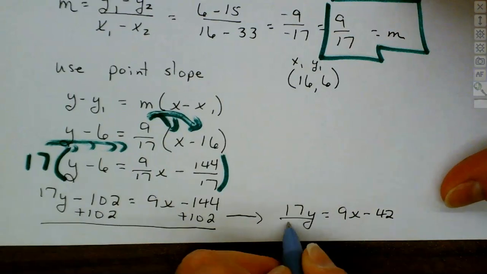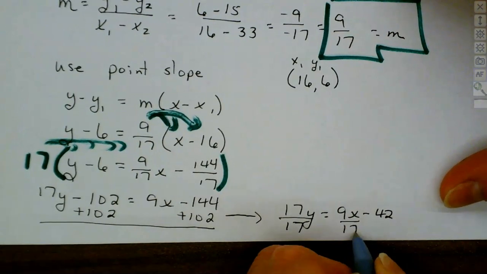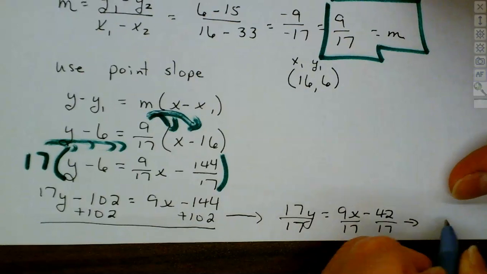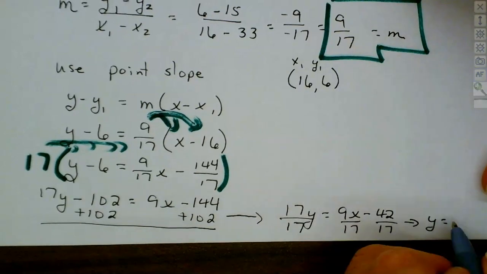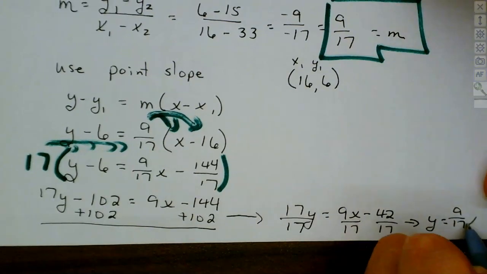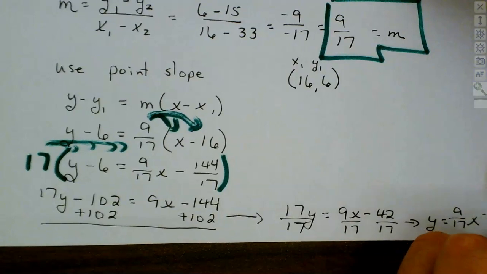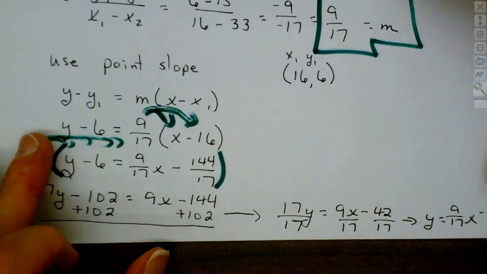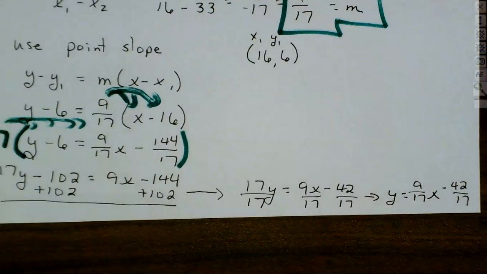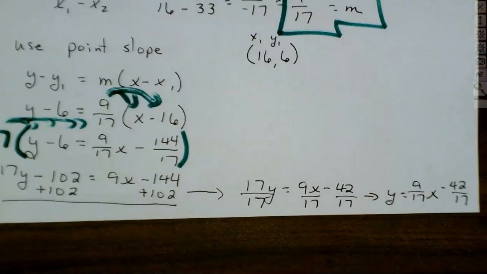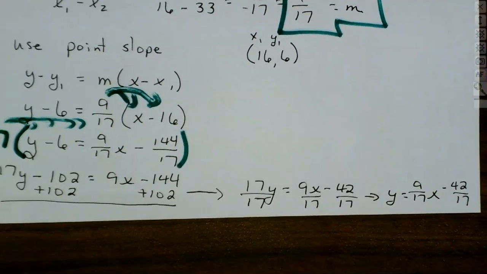And how do we finish it? We divide it by 17. And that gives you y equals now 9 over 17x minus 42 over 17. And is that one of the solutions there? Yes, it is. So what's the answer going to be? It's going to be B. Okay, the answer should be part B.